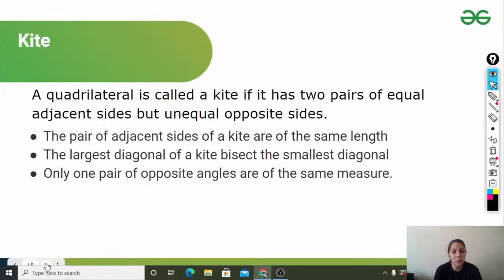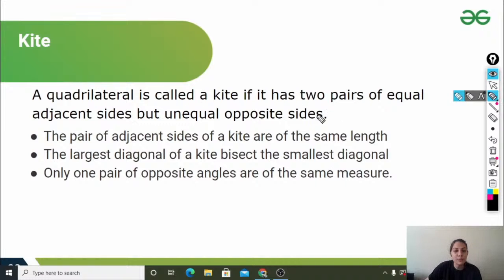Okay, kite. Now, a quadrilateral is called a kite if it has two pairs of equal adjacent sides but unequal opposite sides. What does this mean? For example, okay, kite. Aap sabne dekhi hogi, just imagine that, ki quadrilateral jisme two pairs of equal adjacent sides, matlab jo adjacent sides hogi that are equal, and two unequal opposite sides. Matlab ye jo adjacent sides hai iska aur iska pair, these two are equal, these two are equal, to two pairs of equal sides, aur agar hum opposite sides ki baat karein to that are unequal, so two pairs of equal adjacent sides but unequal opposite sides.